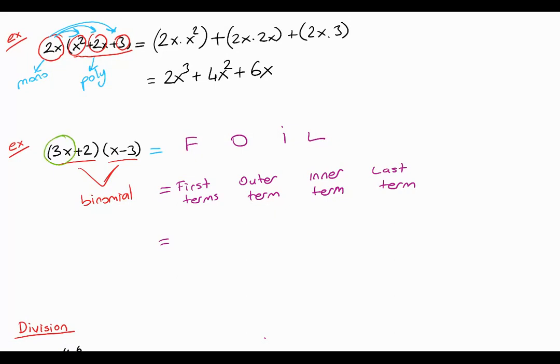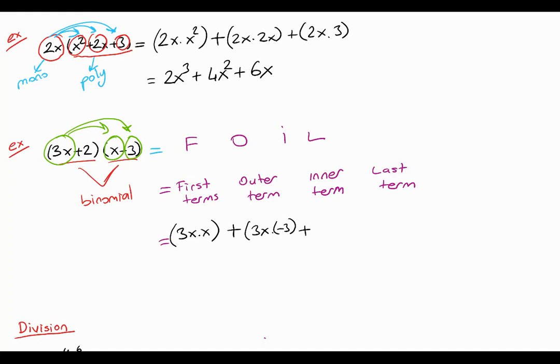Okay, so what are the first terms from my example? My first terms are 3x and x, so I will multiply them. 3x multiplied by x, like this, first term, and plus outer term. What are my outer terms? 3x multiplied by negative 3. So when I'm multiplying with this outer term, I will use a negative sign in front of 3.